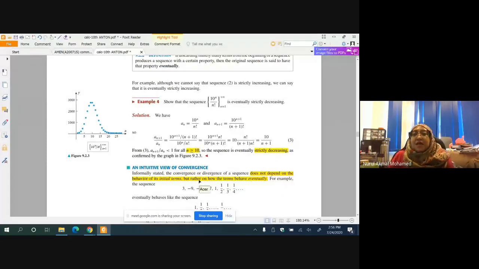Okay, let's look at example 4. For example 4, we have the sequence 10 to the power of n divided by n factorial, n starting from 1 up to infinity. So your a_n is 10 to the power of n divided by n factorial, and a_(n+1) is 10 to the power of n plus 1 divided by n plus 1 factorial.